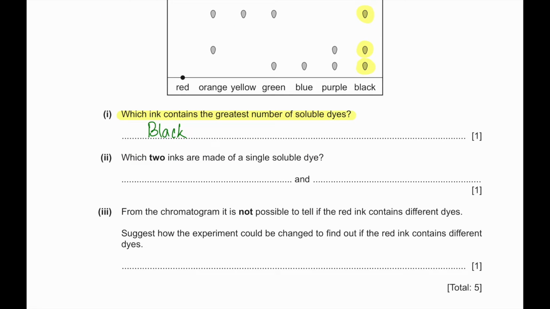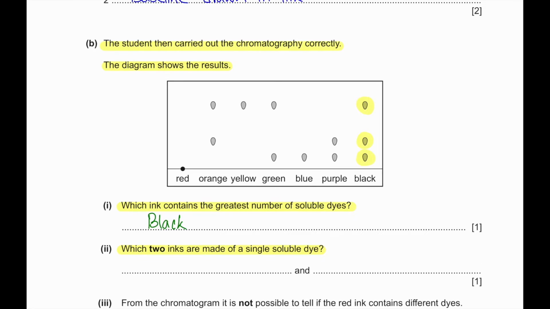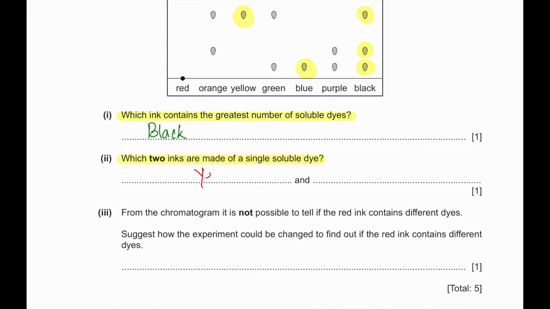Which two inks are made of a single soluble dye? Any ink that has a single spot is made up of a single soluble dye. So yellow is made up of a single soluble dye and blue is made up of a single soluble dye. So yellow and blue.